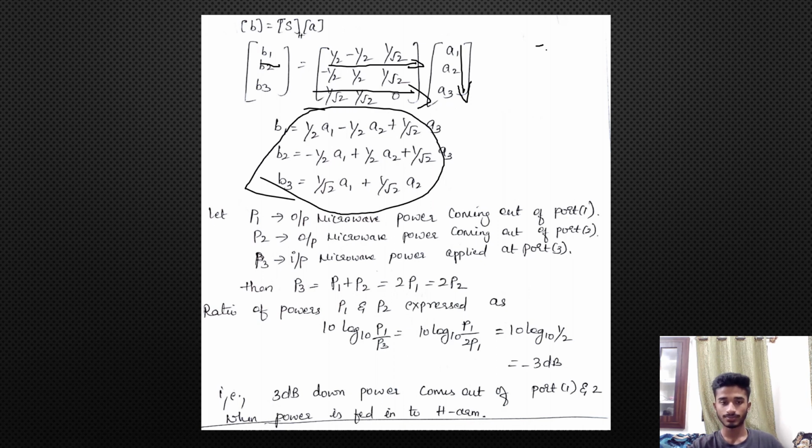Now let P1 equal the output microwave power coming out of port 1, P2 equal the output microwave power coming out of port 2, and P3 equal the input microwave power applied at port 3. Then P3 equals P1 plus P2, which is equal to 2P1, which is equal to 2P2. The ratio of powers expressed as 10 log base 10 of P1 by P3 is equal to 10 log base 10 of P1 by 2P1, which is equal to 10 log base 10 of 1 by 2, which is equal to minus 3 dB. So 3 dB down power comes out of port 1 and port 2 when power is fed into the HR.